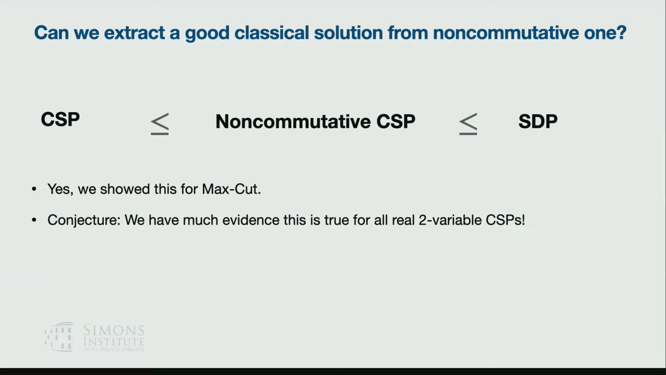We showed that, yes, we could do that for max-cut. And already in the case of max-cut, the proof is non-trivial. And we have overwhelming numerical evidence that for all these real two-variable CSPs, this in fact is true. We could always get a good classical solution from the non-commutative solution.